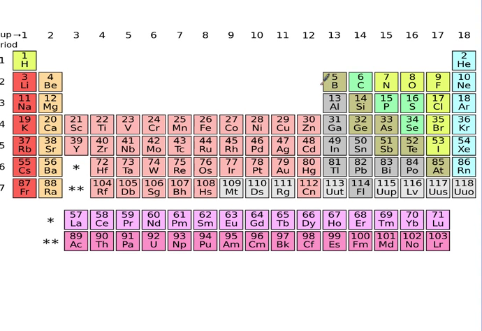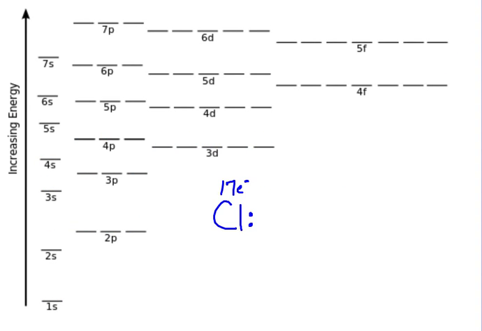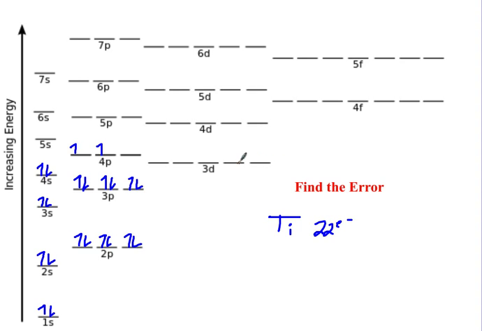So these are my p groups. 2p, 3p, 4p2 is right here. Well, that's not titanium, so there has to be an error. Let's go back and see if we can find it. Okay, so your problem is right here. You don't fill from left to right. You're going to fill from top to bottom. So this one is actually farther down than 4p. So these 2 electrons need to go in here.